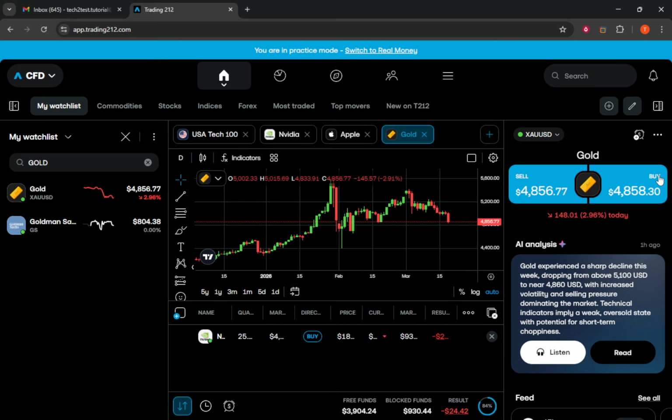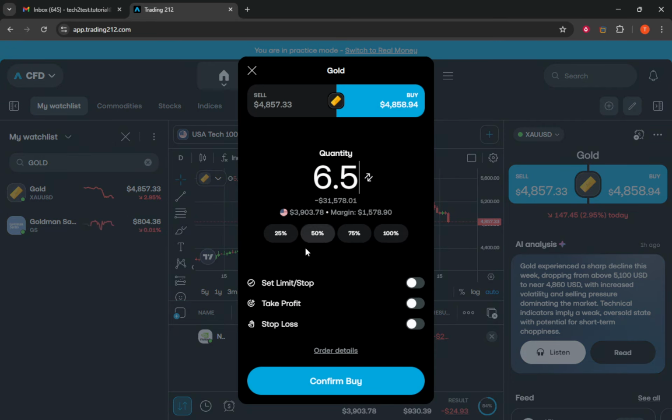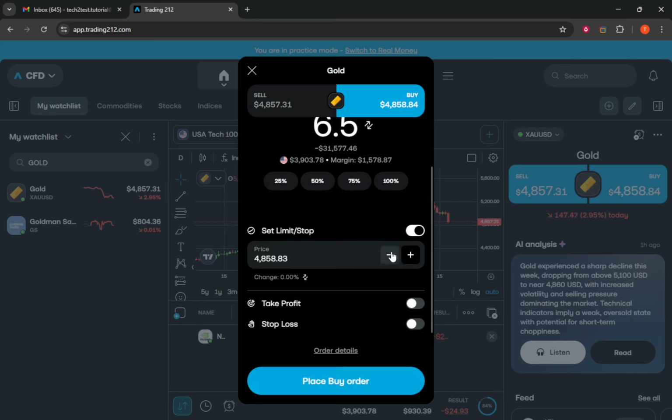Before you confirm, you can optionally set a stop loss to automatically limit potential losses, or a take profit to lock in gains at a target price. Once you're ready, confirm the trade.